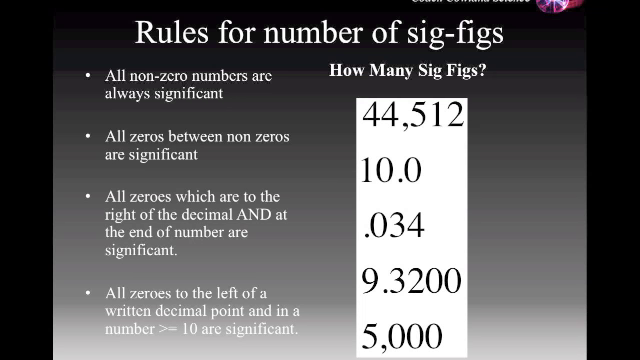They all count. All zeros which are to the right of the decimal and at the end of the number are significant. The second example here is an example of that. And all zeros to the left of a written decimal point and in a number which is more than or equal to 10 are significant. Again, the second example is a good example of that.